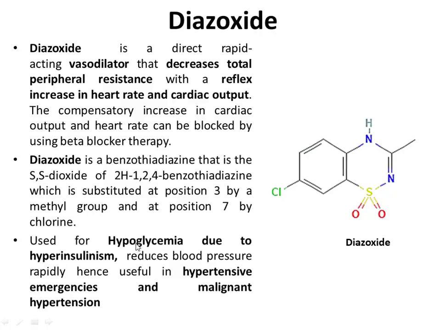This drug is commonly used for hypoglycemic conditions generated due to hyperinsulinism. Whenever insulin is given in excess, hypoglycemia is observed in a diabetic patient, and that produces a severe life-threatening condition. This condition can be treated by using this drug. They also reduce blood pressure in hypertensive emergency and malignant hypertensive conditions.